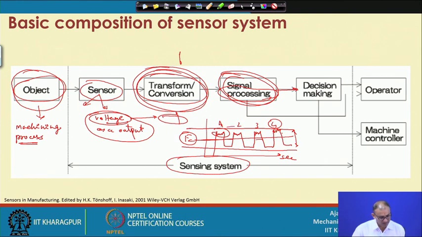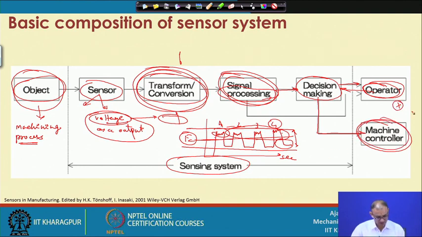Once you get this signal, you have to make a decision about what to do now. There are two ways. If it is semi-automatic, the operator comes into action: from whatever graphs are there, the operator will read those graphs and decide the next step. If it is fully automatic or closed loop, then the decision making is done by the machine controller. You have a set rule base: if this thing happens, then change the RPM; if this thing happens, then change the feed rate. The machine controller itself will take the decision, and the operator will not play any role in that case.